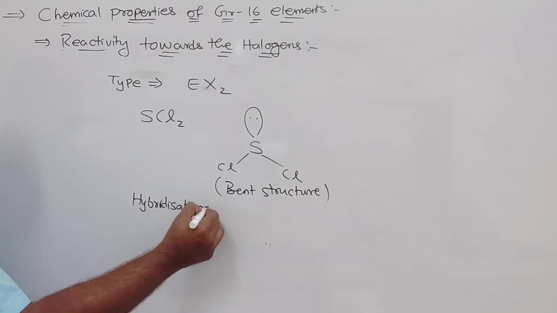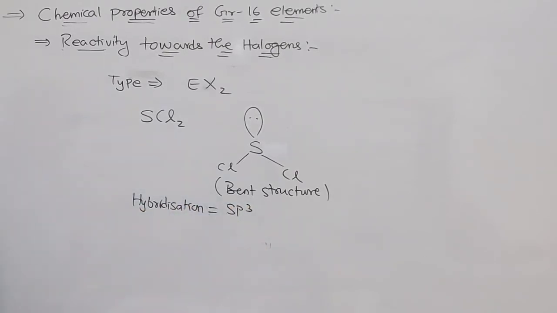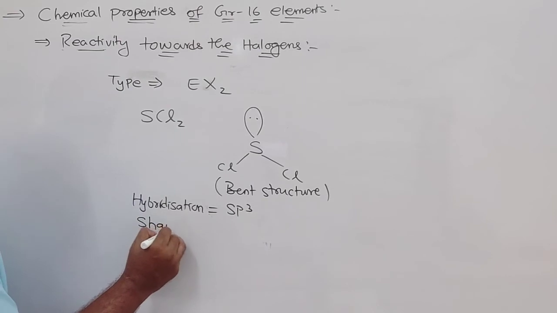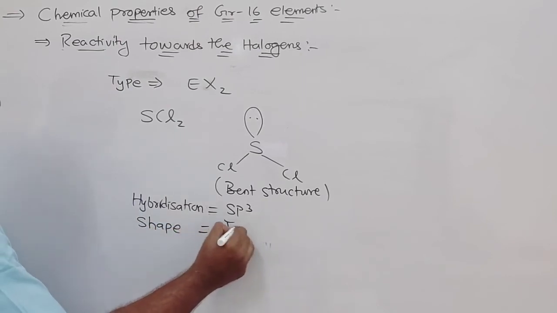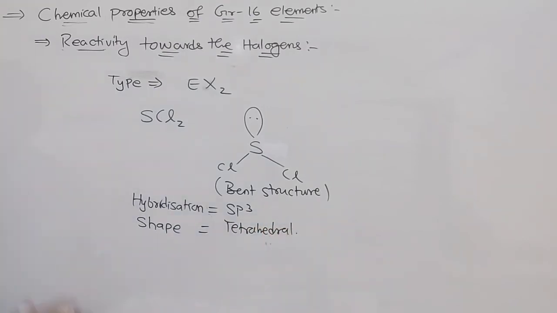Hybridization is sp3. Right? Hybridization sp3, what we say? Then the shape, if it is asked, it is tetrahedral. What is the shape? Tetrahedral. So these are the questions which are asked in MCQ.